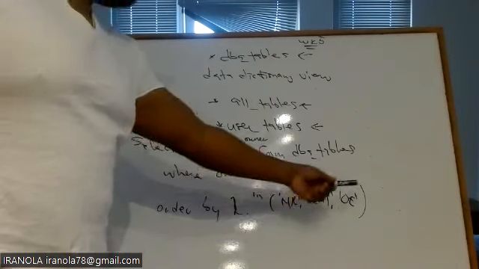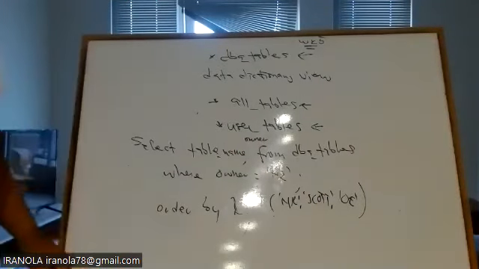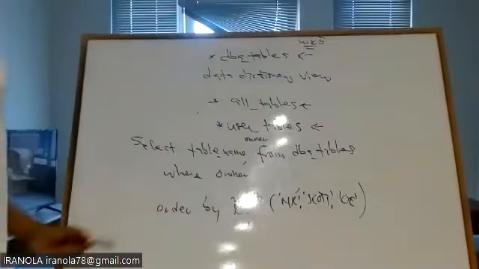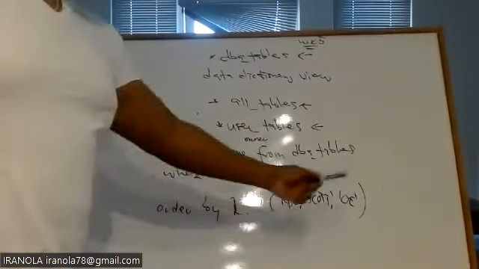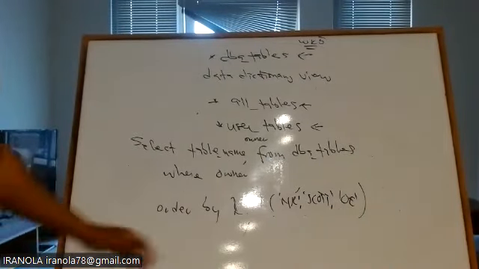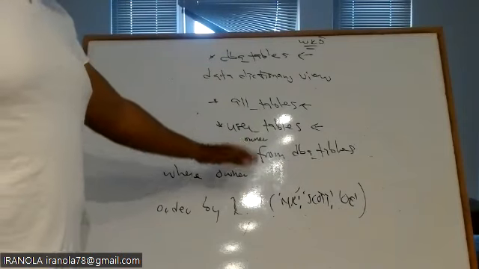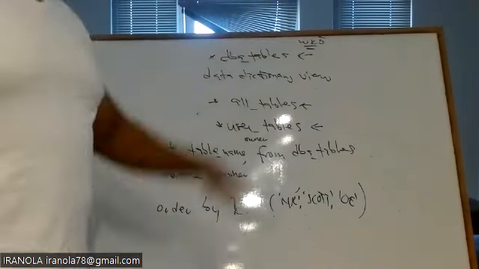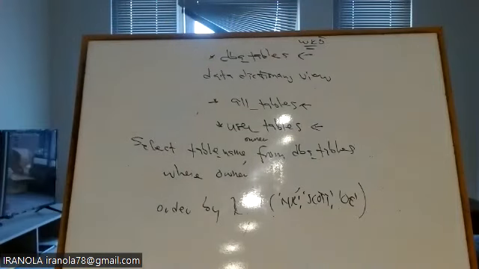in HR, SCOTT, OE. Let me remove this so you're not confused. Okay. Where owner in HR, SCOTT, OE or whatever schema you're looking for, right? Then you order it by 2, which is by owner. So it's going to go from HR to OE to SCOTT in alphabetical, ascending order, right? So that way you know.